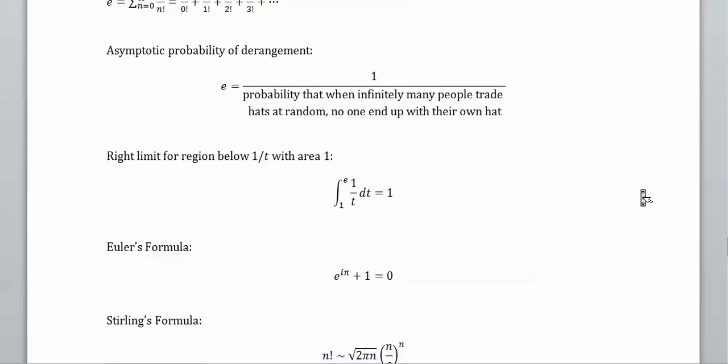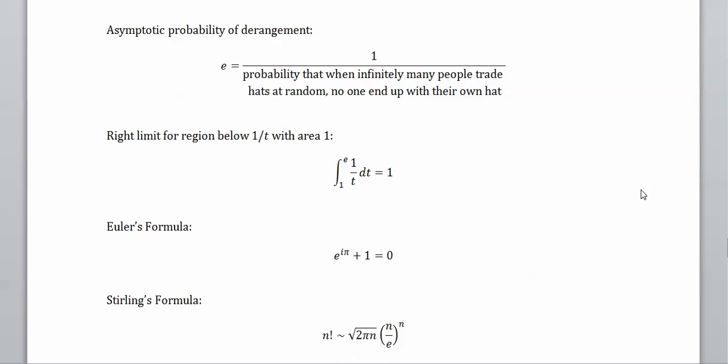All right, here's my favorite one, the asymptotic probability of derangement. Not that kind of derangement. Derangement here means mixing up the order of things and making sure that nothing ends up where it started. So e is the reciprocal of the probability that when infinitely many people trade hats at random, nobody ends up with their own hat.